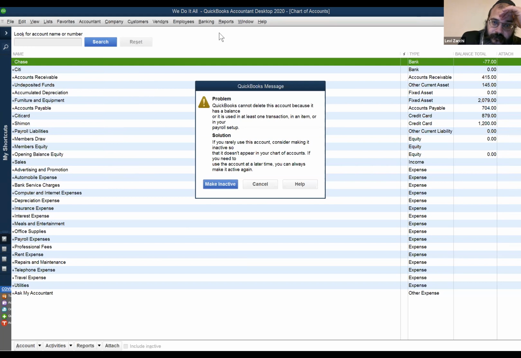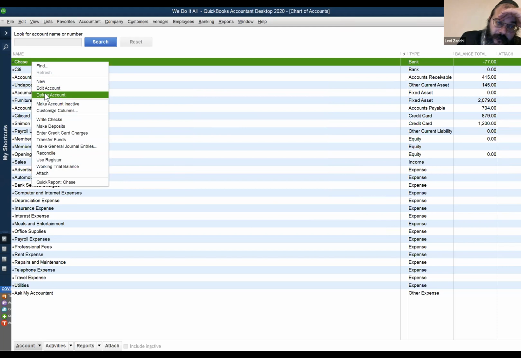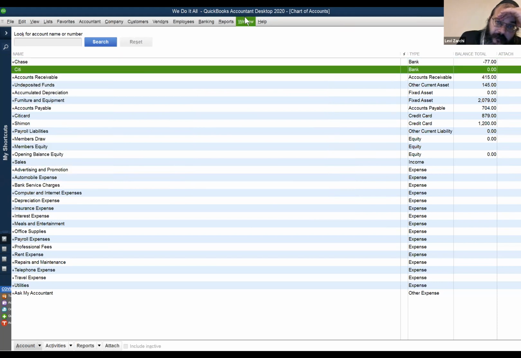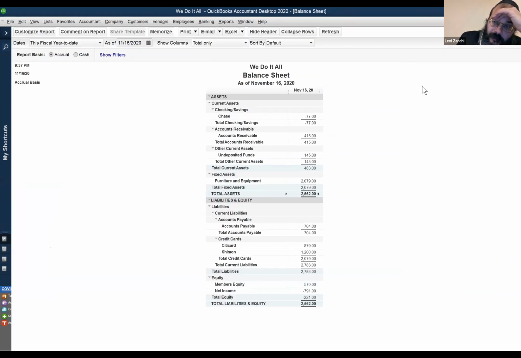Now the bank is -77, but if I go to reports, you see I have a QuickBooks message. Let's say I try to delete my Chase account. QuickBooks will tell you it cannot delete the account because it has a balance or it's using at least one transaction. They tell you that you can make it inactive if you want. Now you could right click those two accounts and delete them because there's nothing inside. Once it's zero, it won't even show in your balance sheet. If you go back to the balance sheet without deleting it, it's not going to be there.